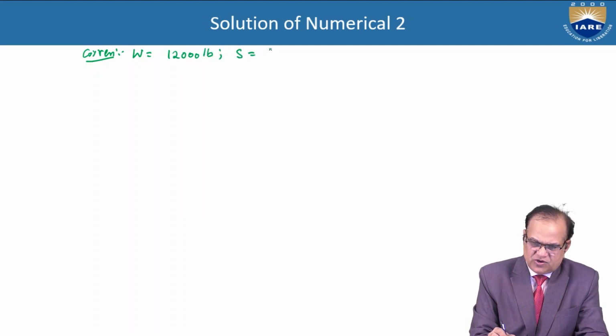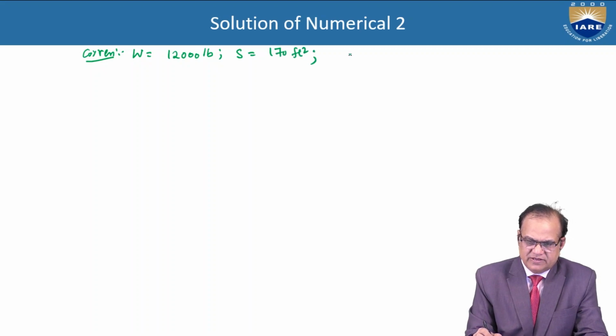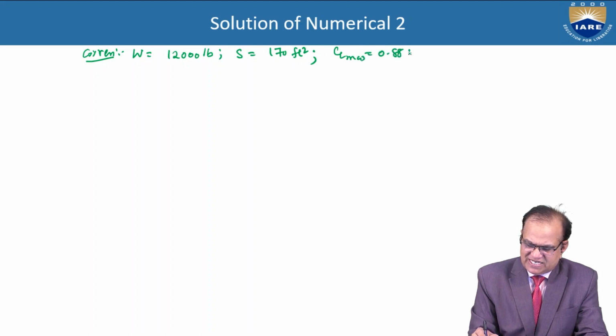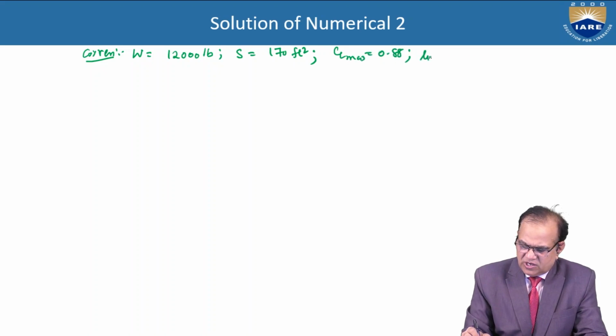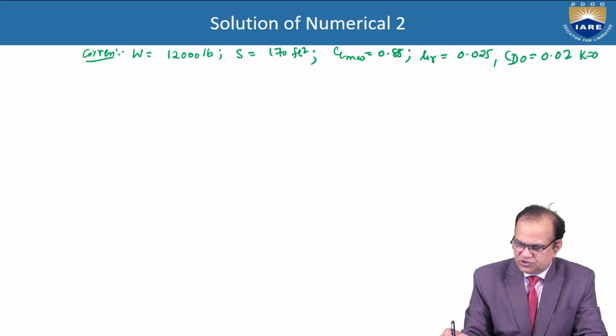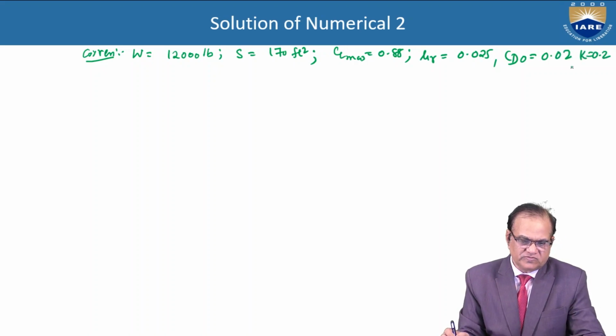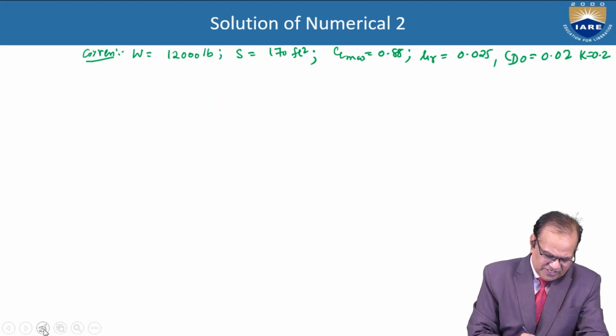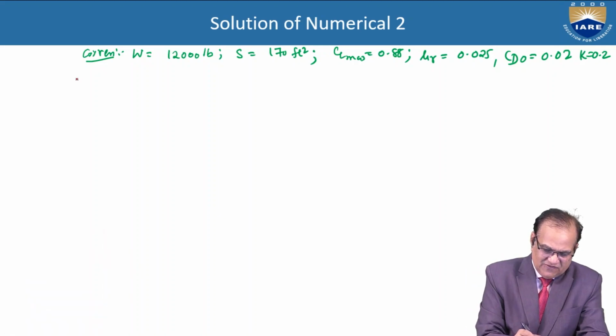Area S is equal to 170 feet square. CL max is given as 0.88. Mu r is given as 0.025. CD naught is 0.02. K is equal to 0.2. So we will start first with sea level.